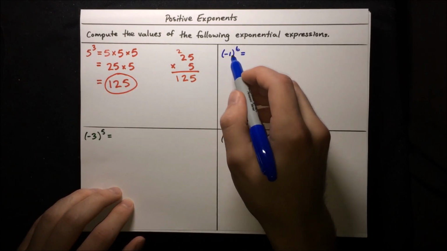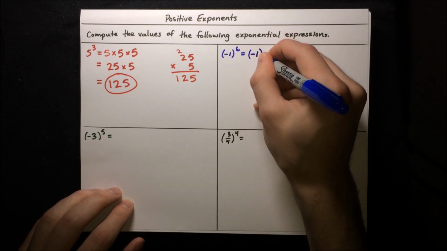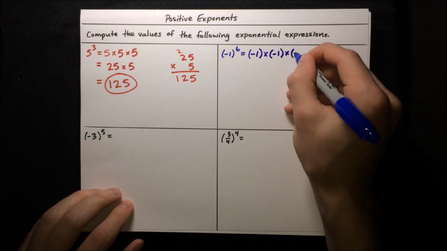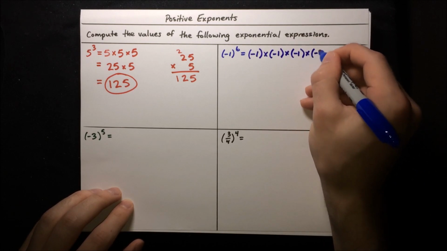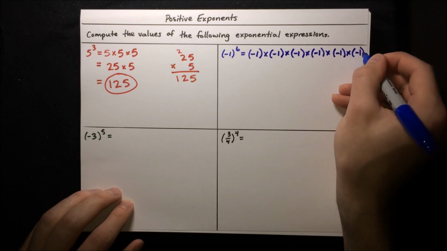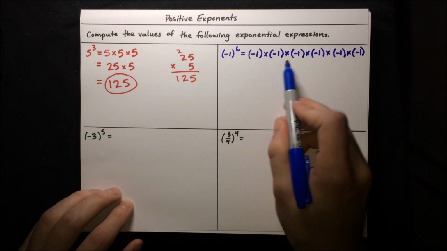Alright, next one is negative 1 to the exponent of 6. So that's just negative 1 times itself 6 times. Negative 1 times negative 1 times negative 1 times negative 1 times negative 1 times negative 1. And let's count that up. 1, 2, 3, 4, 5, 6. Good, we've got it written out correctly.